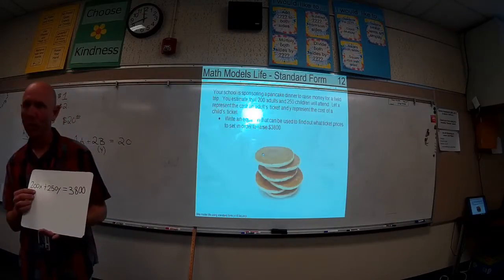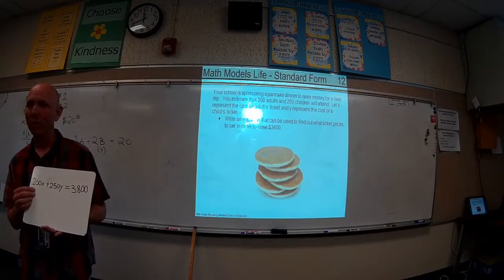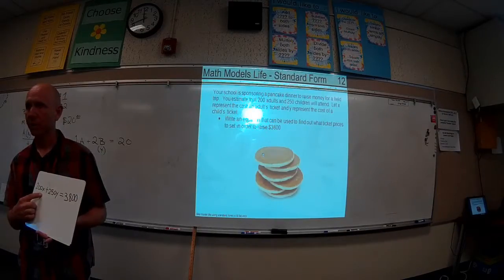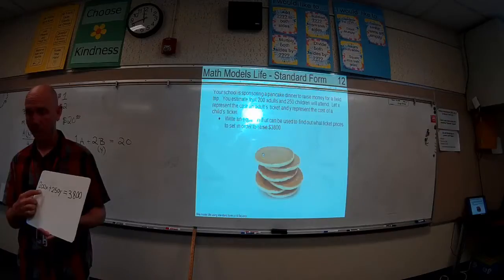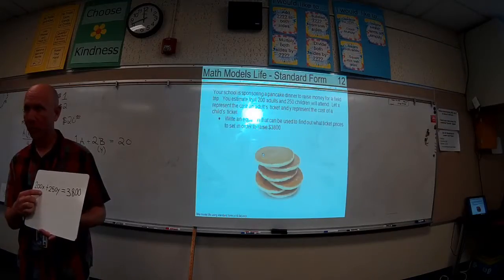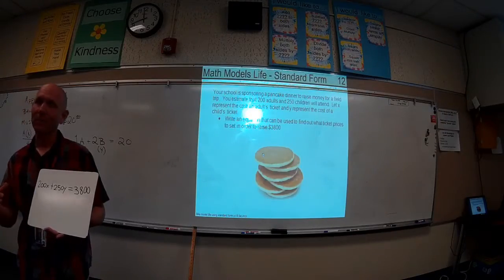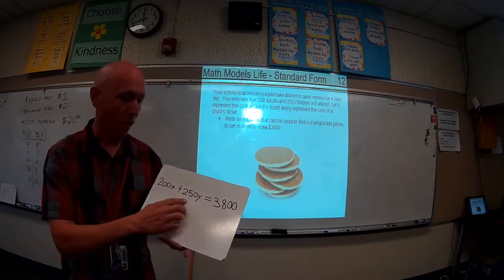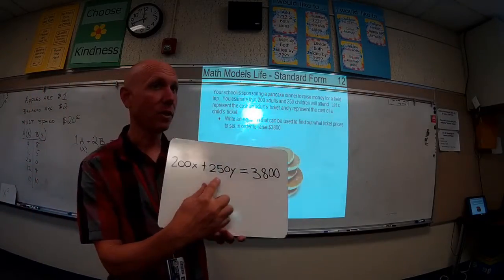Just the 200? Oh, it's 200, not the adults. Okay. Good. What does the X represent? The cost per ticket. The cost of an adult ticket. And so what does the 200X represent? The cost of adult tickets altogether. Okay, it's the revenue coming in from the adult tickets. Right.